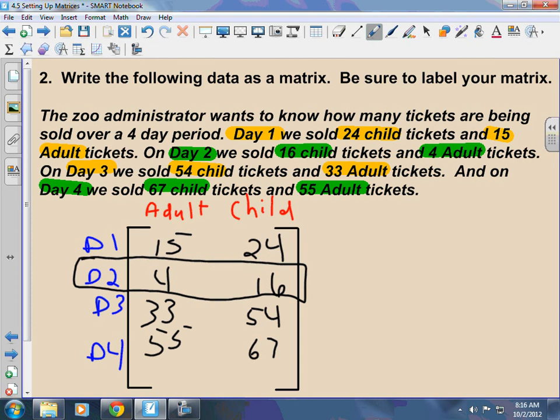Do you think companies do things like this to track information? Yes. They may not use a matrix, but they're going to do stuff like this to track information. Because they want to know, okay, here we go. My lowest day is day 2. What can I do to bring more people in?